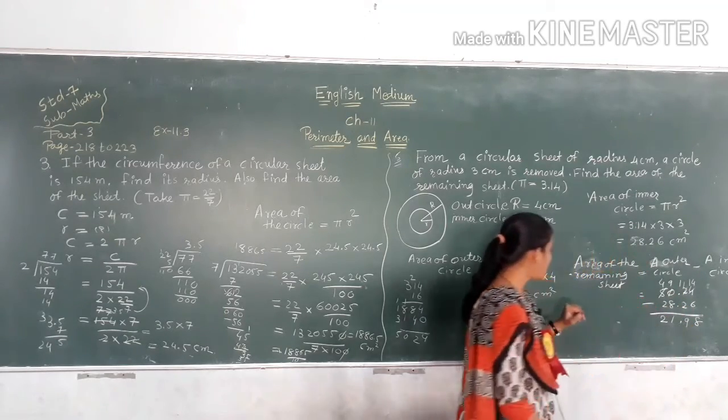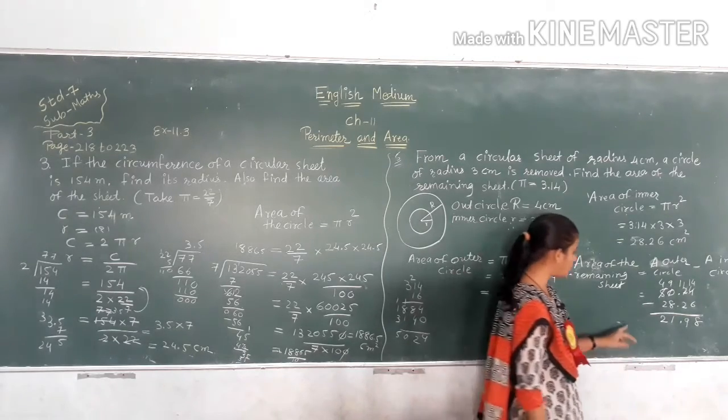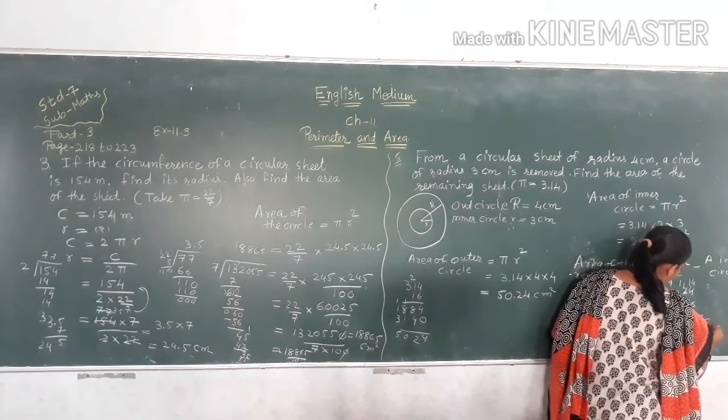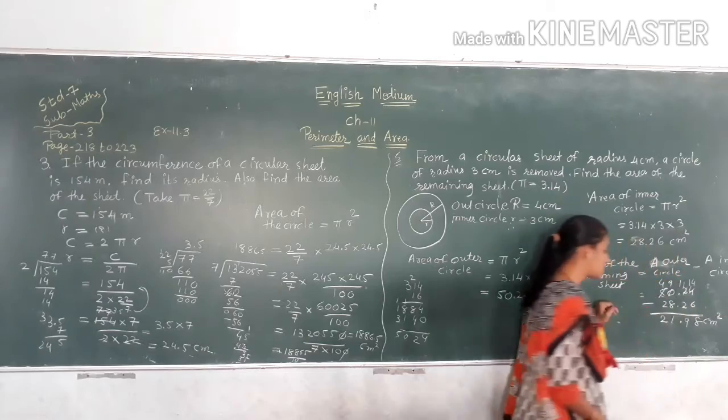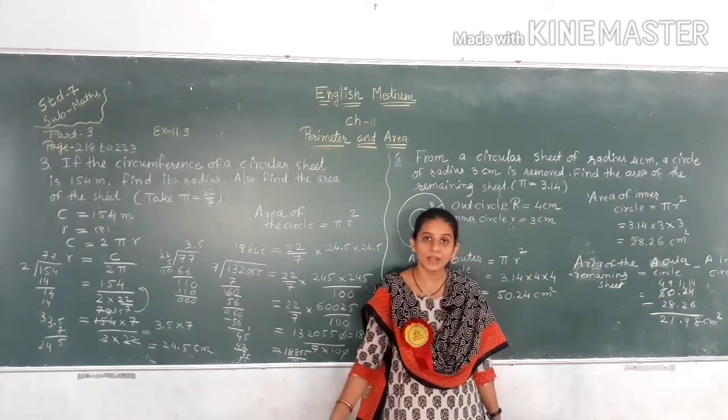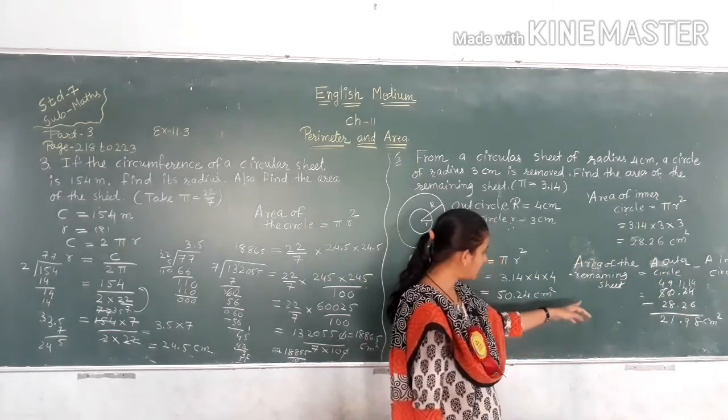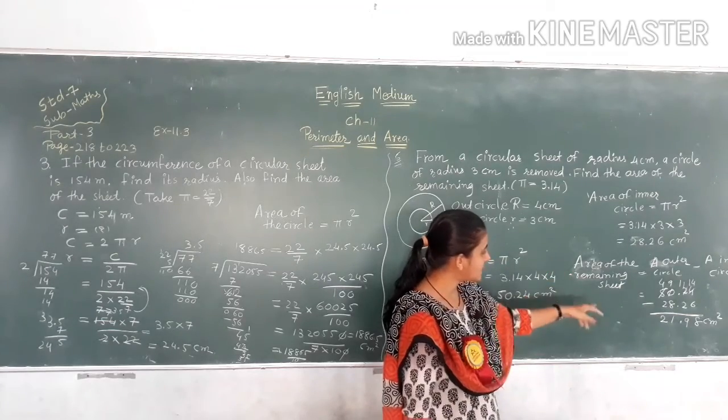So area of the remaining sheet is equal to 21.98 centimeter square. Area of the remaining sheet is equal to 21.98 centimeter square.